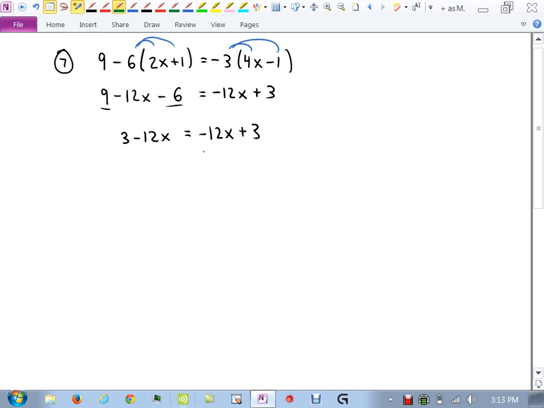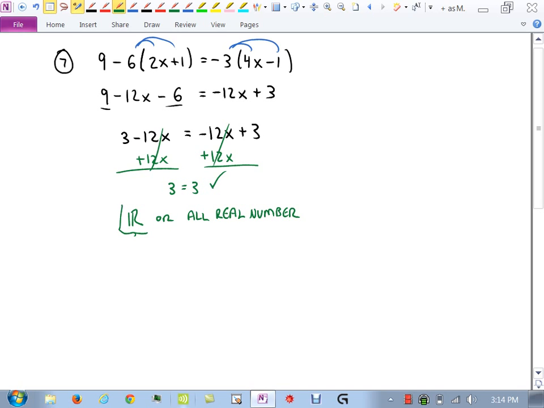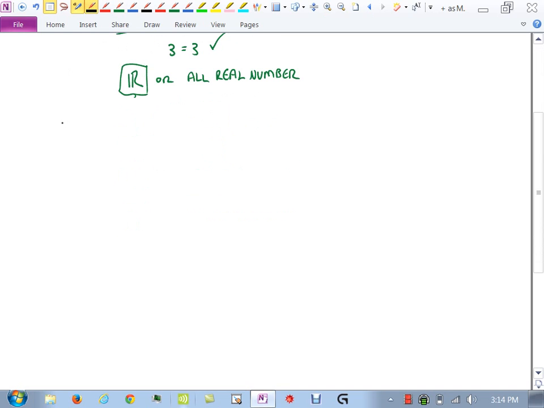I will try to get my x terms on one side, so I have to add 12x to both sides. When I do that, they cancel on both sides, but I'm left with 3 equals 3. 3 does equal 3, therefore my solution is all real numbers, and this is the way you can write it. All real numbers. Or you can use that double struck R symbol right there. All right, so that's number 7. Moving on to number 8.